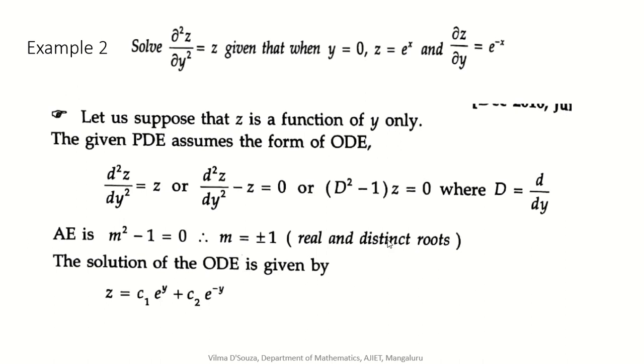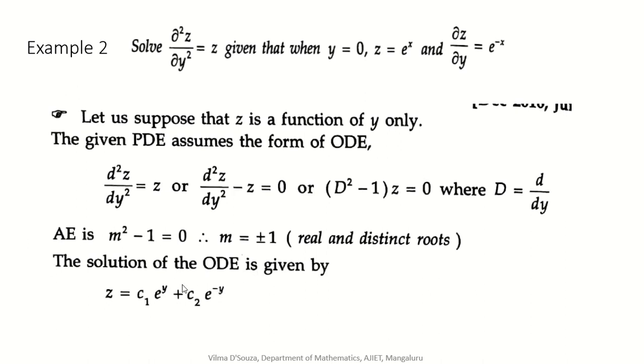Okay. So corresponding to these roots, you write down the solution of the ODE. What is the solution of the ODE? You observe here, you have z and y, so z in terms of y. Left hand side you have z. So solution of the ODE is given by z, the roots are m is equal to 1 and minus 1, real and distinct. Corresponding to the root 1 you have e power y term. Corresponding to the root minus 1, e power minus y. So z is equal to c1 e power y plus c2 e power minus y.